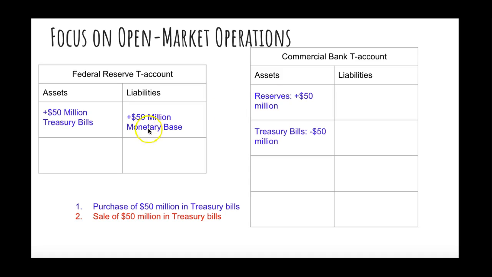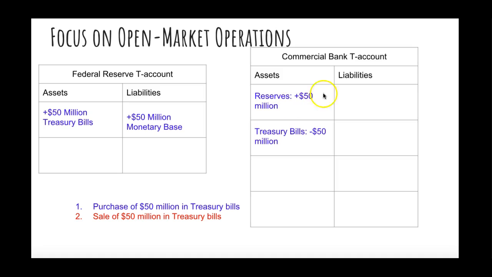Keep in mind that when I say monetary base, remember monetary base includes the reserves. So reserves going up by 50 million here is also going to be increasing the monetary base over here, which we already said was a liability because, hey, these reserves of the commercial bank may be held at the Fed. I know that sounds confusing, but notice how, again, assets equals liabilities. So I added 50 million here, I added 50 million here.